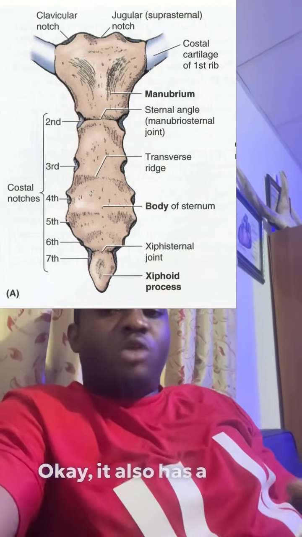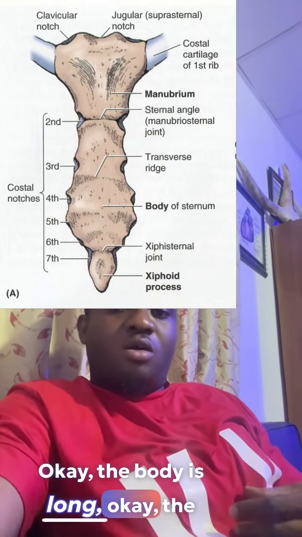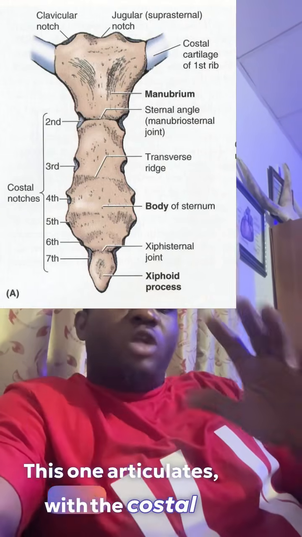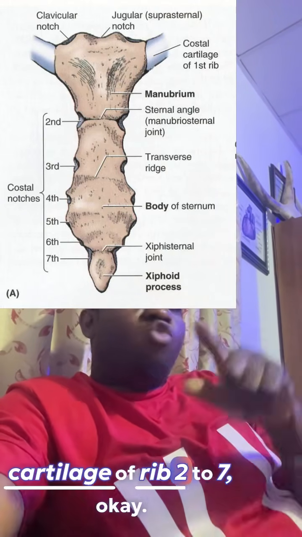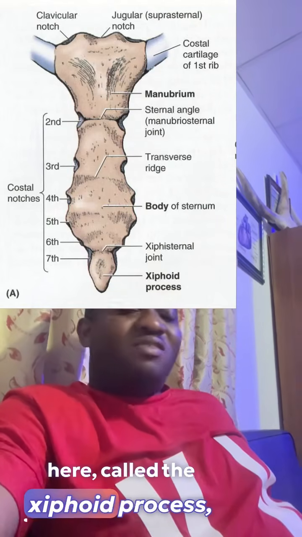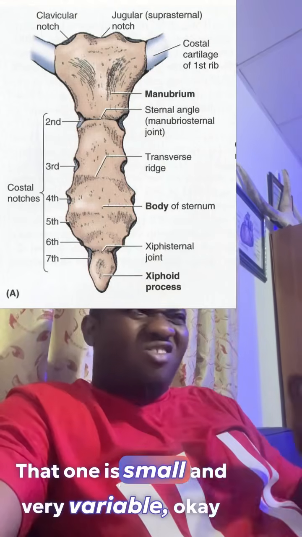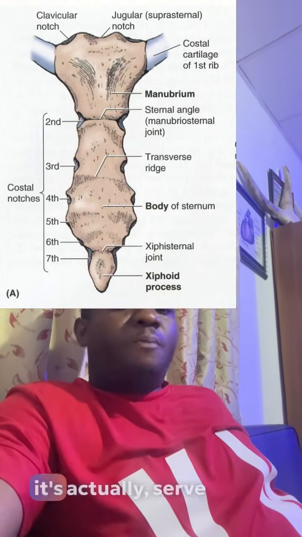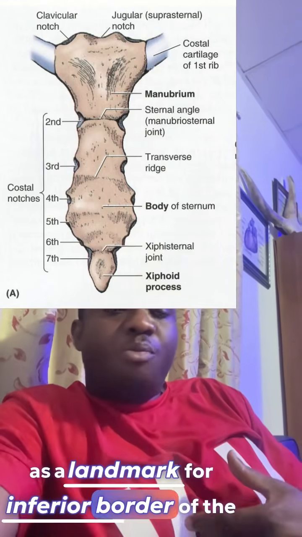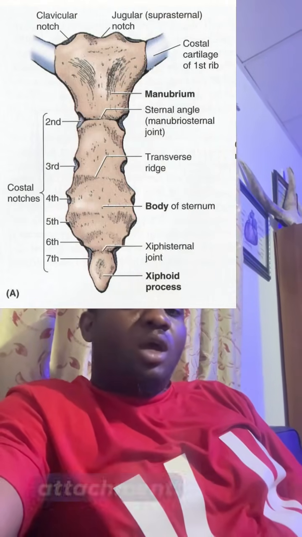Okay, it also has a body. The body is long, actually the longest part of the sternum. This one articulates with the costal cartilages of ribs 2 to 7. Then it has the third part, the smaller one here called the xiphoid process. That one is small and very variable. It actually serves as a landmark for the inferior border of the heart and the diaphragm attachment.